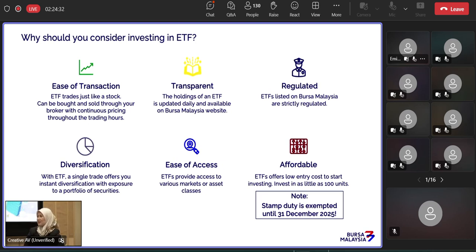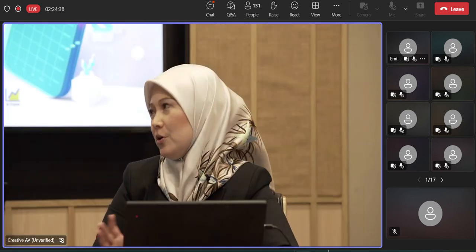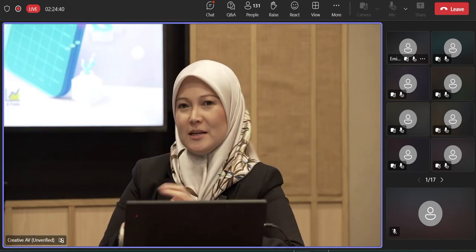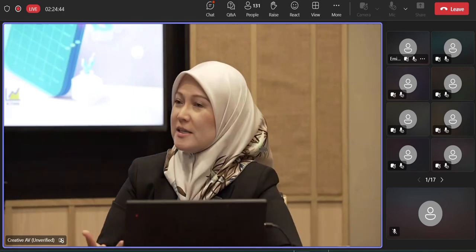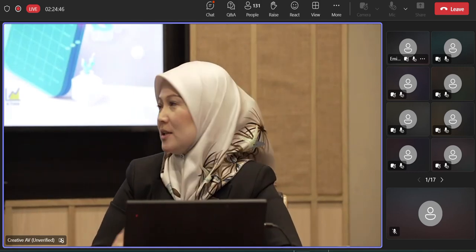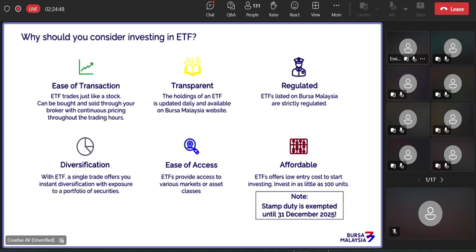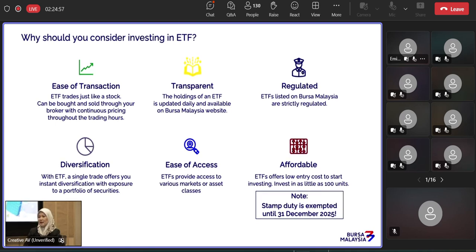So with ETF, a single trade offers you instant diversification. With exposure to a portfolio of securities, beli satu you dapat macam-macam. Another one is access. If you want to invest in foreign markets, bonds, you're not sure how. Foreign markets, then you have accounts and all that, whether you can actually invest outside, whether you have the capability and also to be able to trade outside the country.